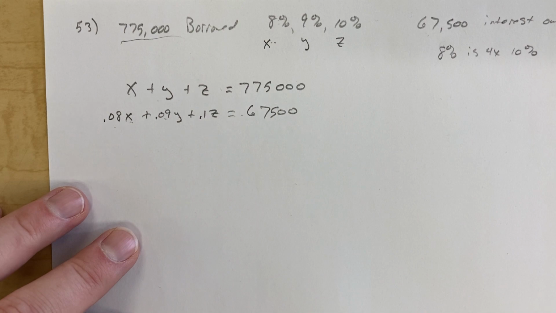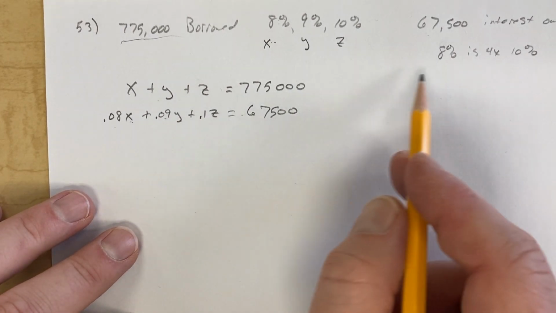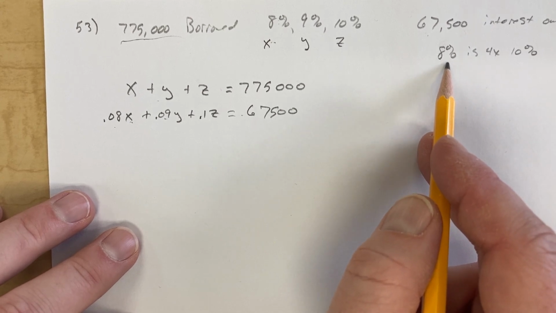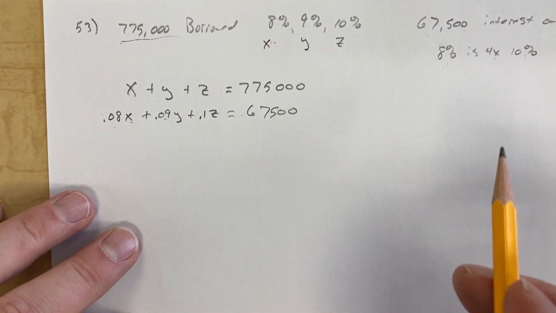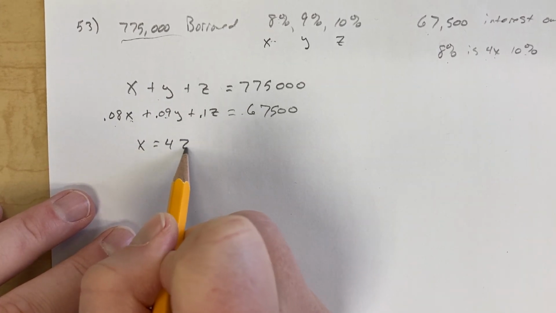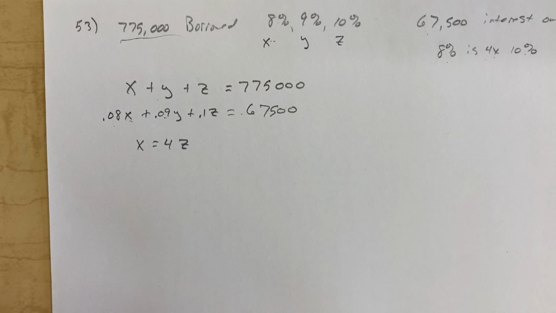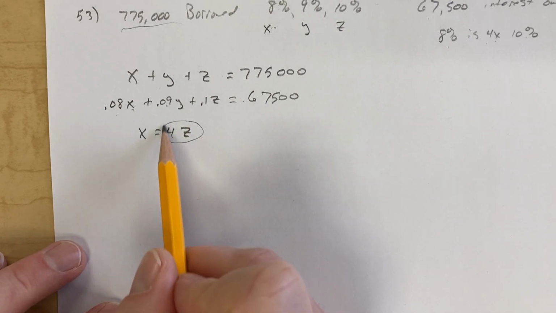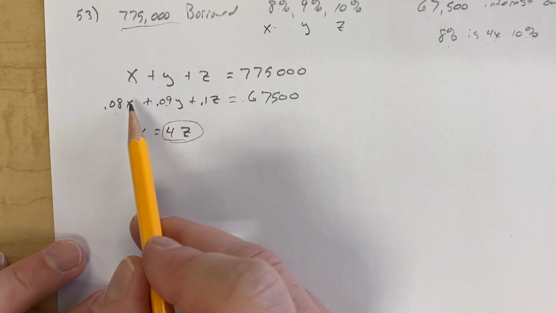$67,500. And then finally, we have the fact that the amount of money that we borrowed from the 8% is 4 times what we borrowed from the 10%. So X is 4 times whatever Z was. Now, what I think would be helpful here, what would be manageable, is to take this 4Z and put that in for X here and here.